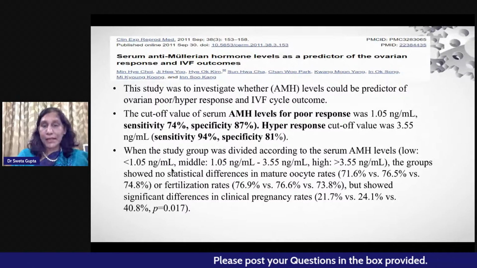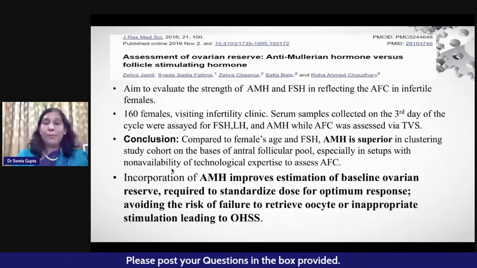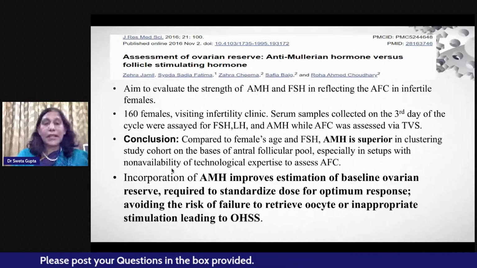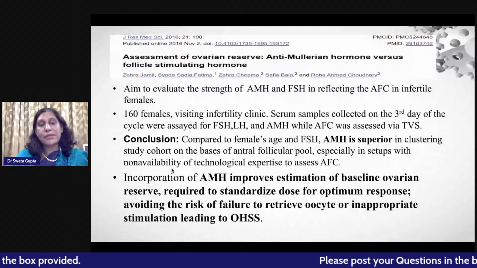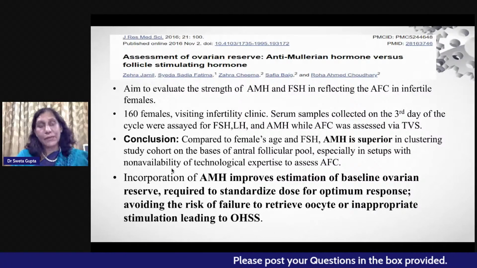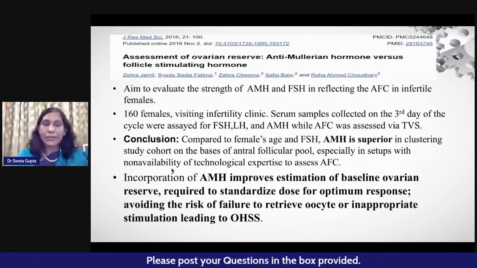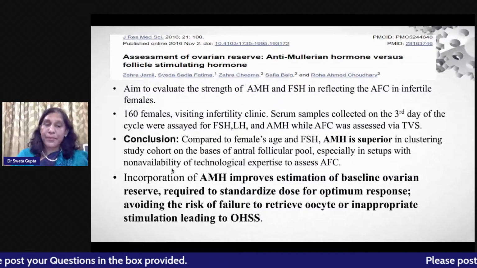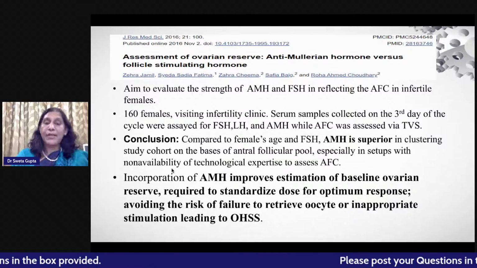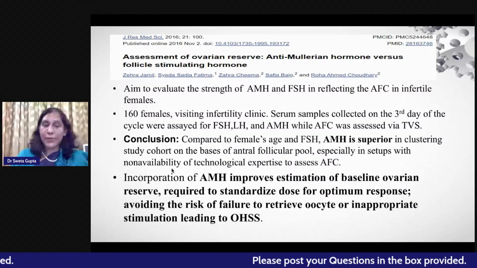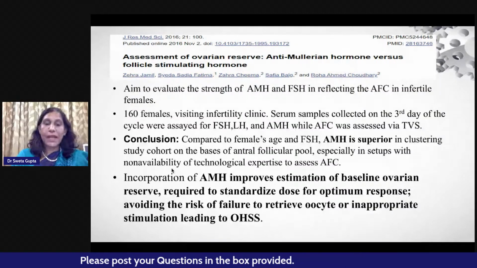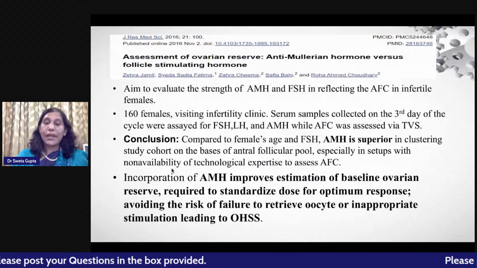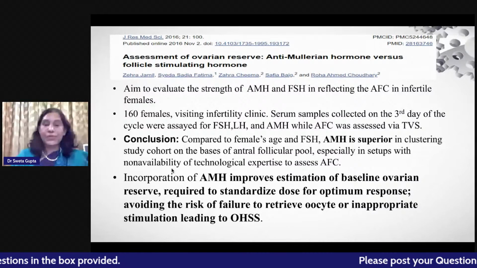Now, this study by Zehra et al. compared AMH versus FSH, and they found that AMH is superior in clustering the study cohort on the basis of antral follicle pool, especially in setups without the technological expertise to assess AFC. So the incorporation of AMH improves the estimation of baseline ovarian reserve required to standardize dose for optimum response, avoiding the risk of failure to retrieve oocytes or inappropriate stimulation leading to OHSS.